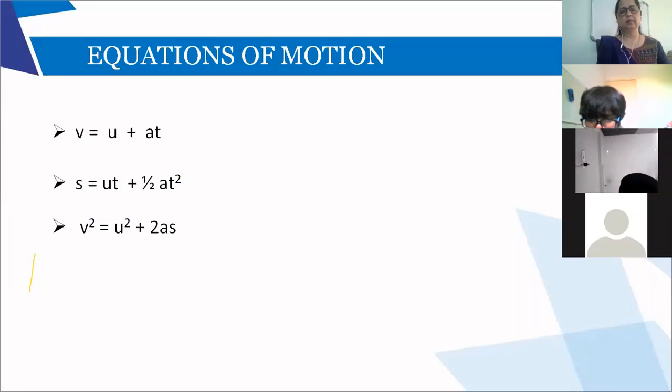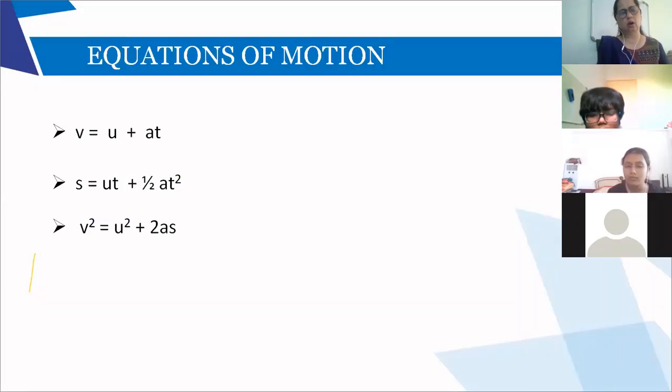T stands for time. And S, children, S stands for distance or displacement. You will not use the alphabet D. Do not use D. S is always used for either displacement or distance. For speed or velocity, any one, we will use V. So remember all these symbols, very important. So these are the three equations of motion.